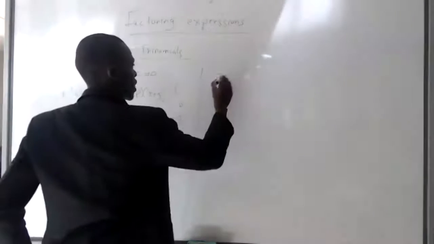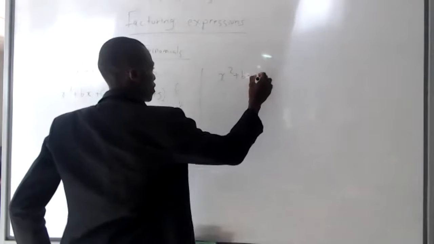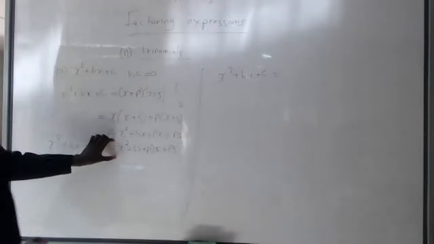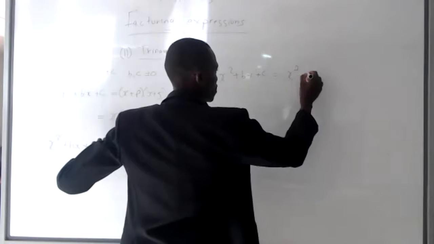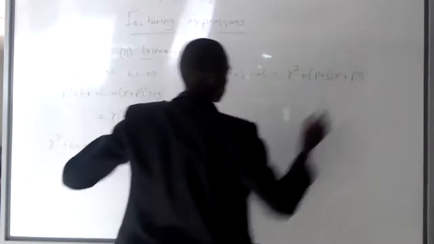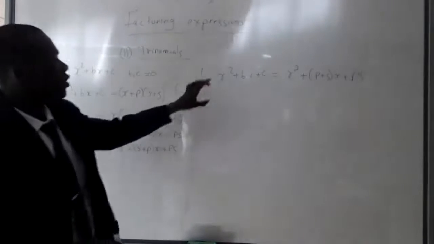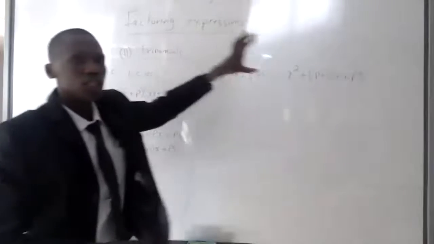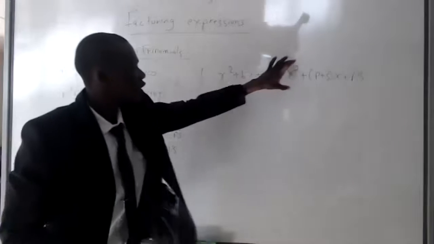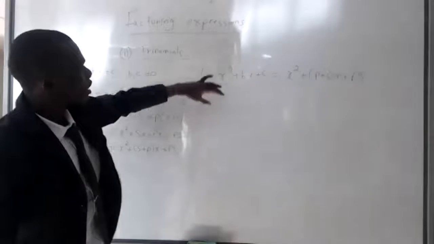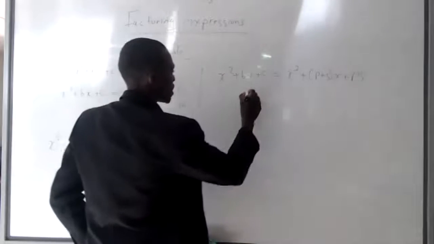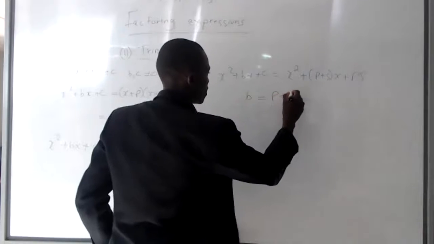So we want to write x squared plus bx plus c as a product of these two linear factors. But when you multiply these linear factors, you get x squared plus (p plus s)x plus ps. The only way these two expressions can be equal is if the coefficients are the same. Coefficient of x squared, this side is 1, and the other side is 1. Coefficient of x, this side is b, and the other side is p plus s. So we must have b equal to p plus s.